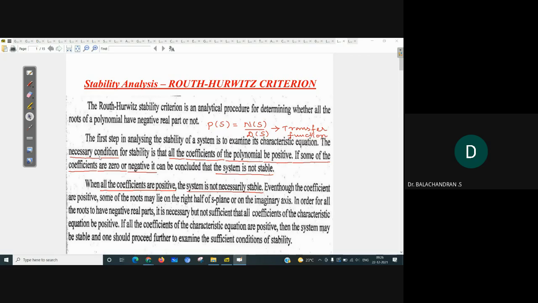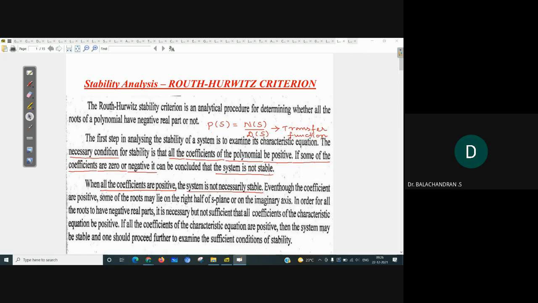So what happens if some of them are negative or zero? If some of the coefficients are zero or negative, it can be concluded that the system is not stable. You can immediately tell that. So you may ask, sir, suppose all the coefficients are positive, can we conclude that the system is stable? No, you can't conclude that. That is only the necessary condition. It is not a sufficient condition.